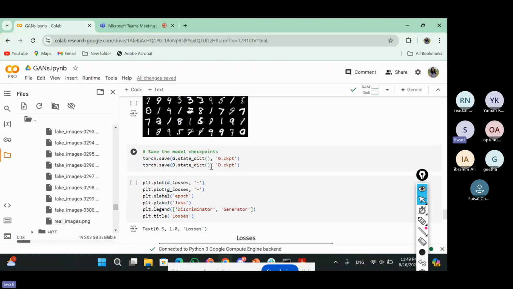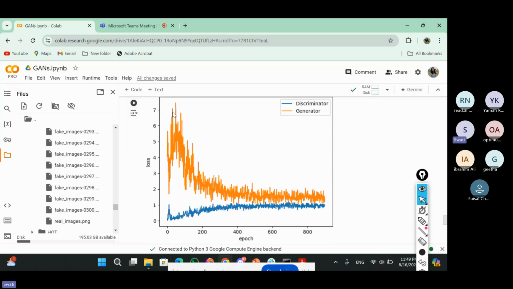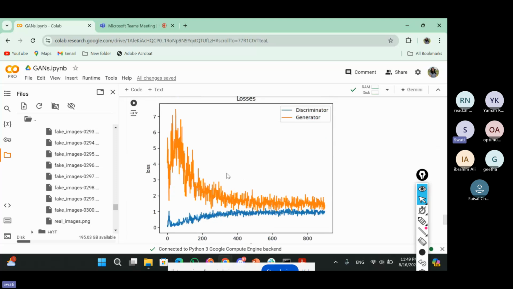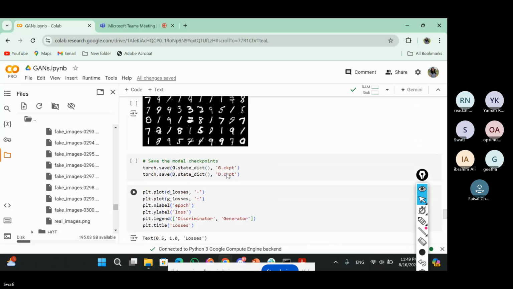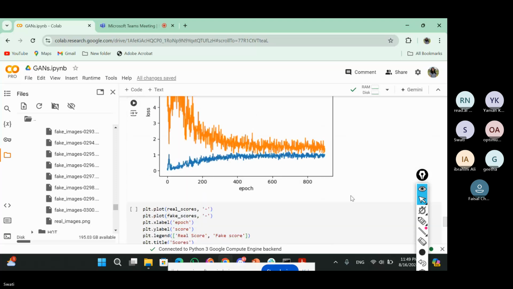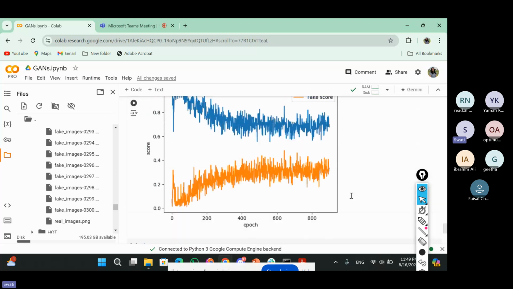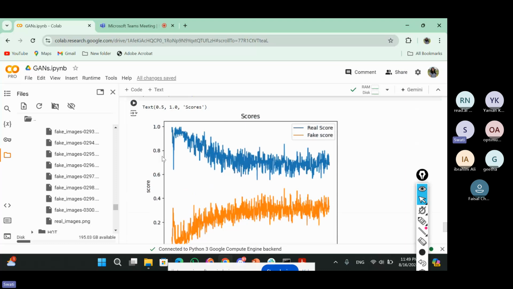Also remember to save these models, because it's tough to run them again and again. They take a lot of memory and GPU power. So we are plotting these loss functions. You can see how the generator's loss is decreasing with the epochs. And the score for real and fake over the number of epochs is coming close to 0.5. Not exactly, but it is coming close to 0.5.